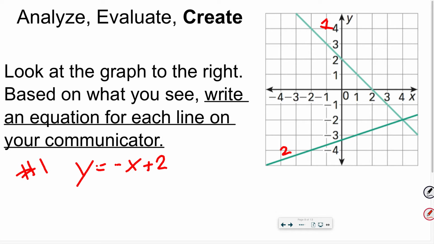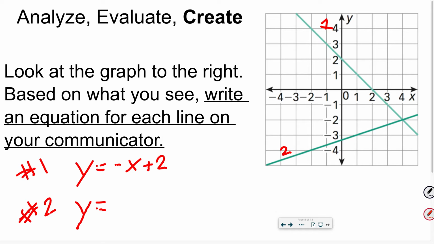So now let's go to the next one. I got the first one. First one's good. Second one. What can we find? We need 2 pieces of information for this one. I can easily see the y-intercept, which is negative 7/2.